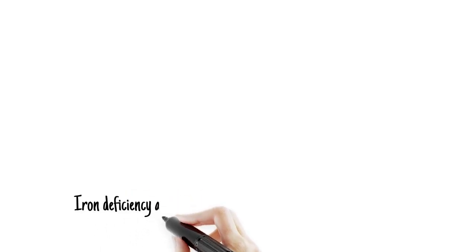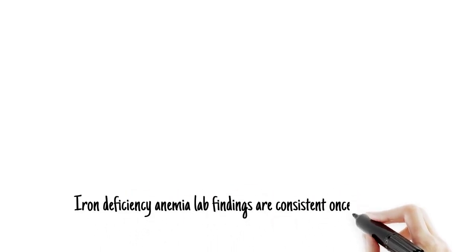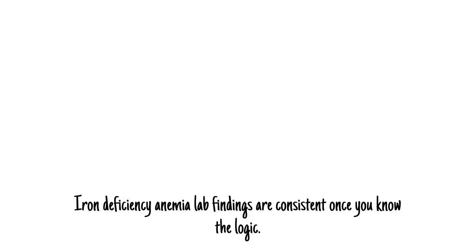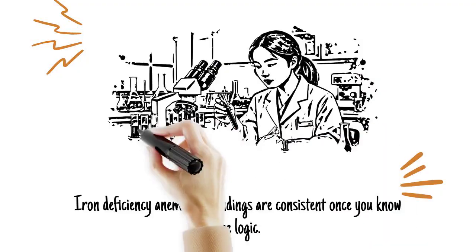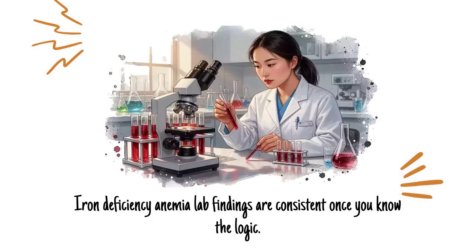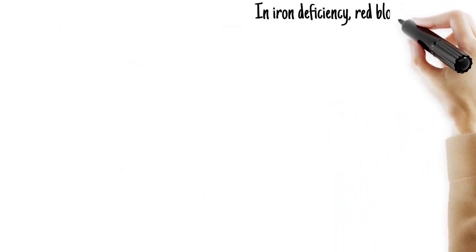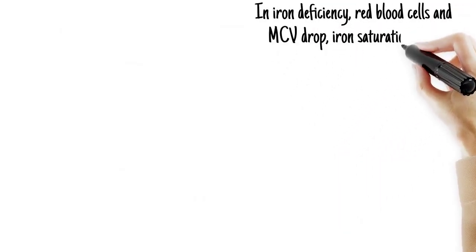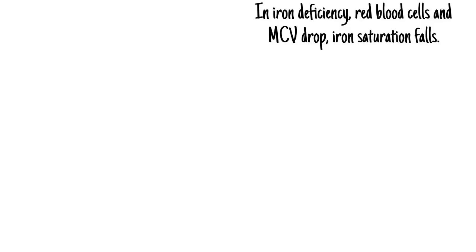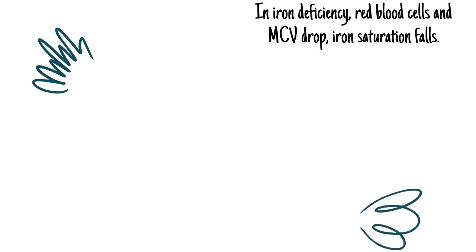The laboratory picture of iron deficiency anemia is consistent and recognizable once you understand the logic behind each finding. Start with the complete blood count. Hemoglobin falls because there is not enough iron to build hemoglobin molecules. Hematocrit falls because there is less hemoglobin-containing material in the blood. The red blood cell count drops. The mean corpuscular volume, MCV, decreases because red cells being produced without adequate iron end up smaller than normal.